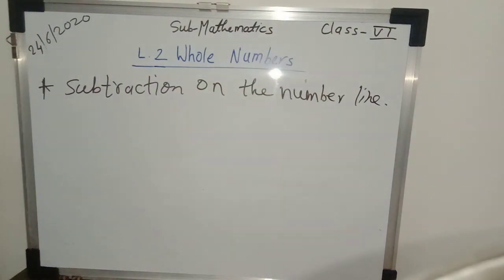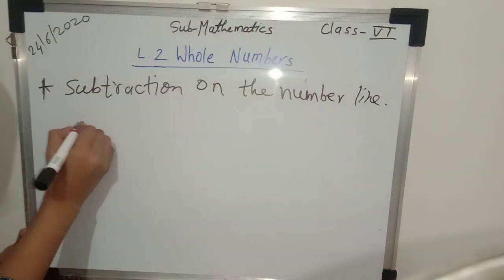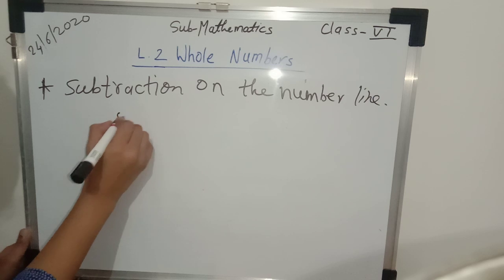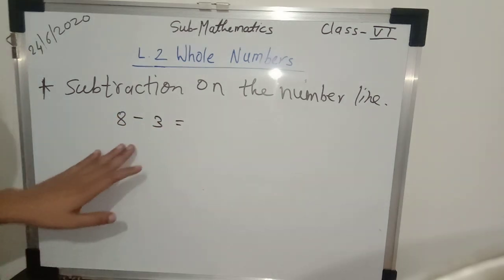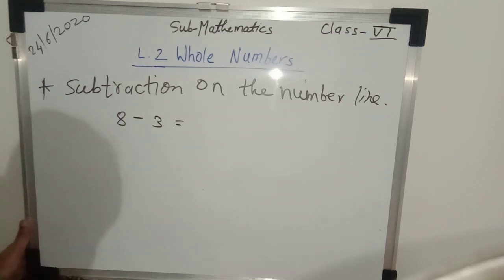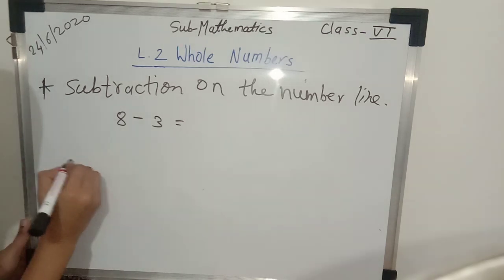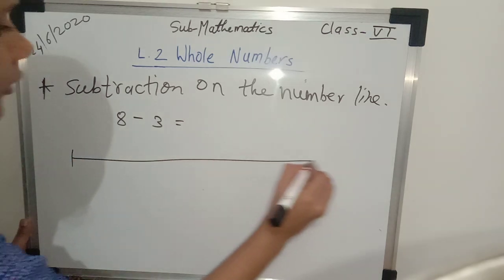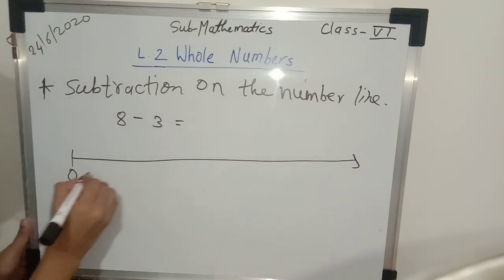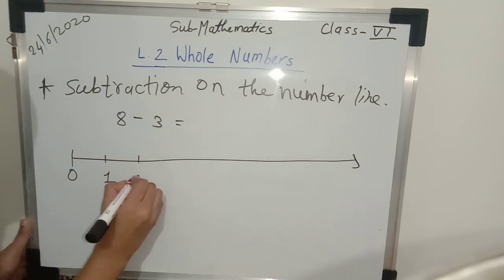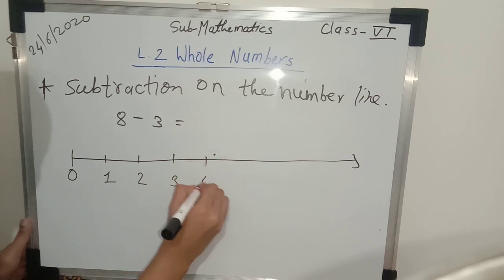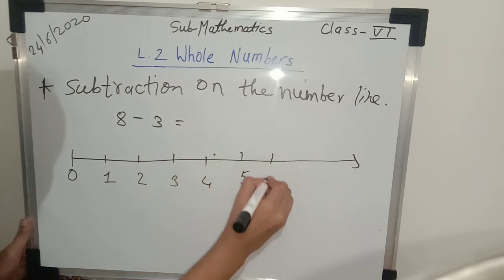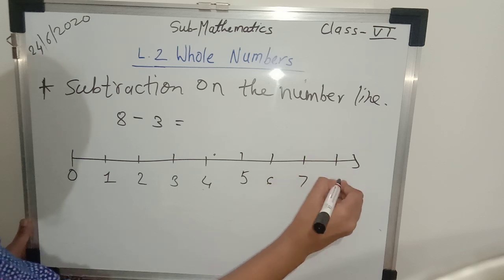Let's take any two whole numbers. So 8 minus 3. Okay, so 8 minus 3. Now here I'll draw the number line. 1, 2, 3, 4, 5, 6, 7 and 8.